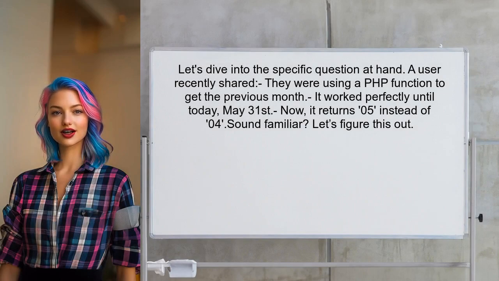A user recently shared that they were using a PHP function to get the previous month, and it was working perfectly until today, May 31st. Now, instead of returning 04 for April, it's returning 05 for May. Sound familiar? Let's figure this out.